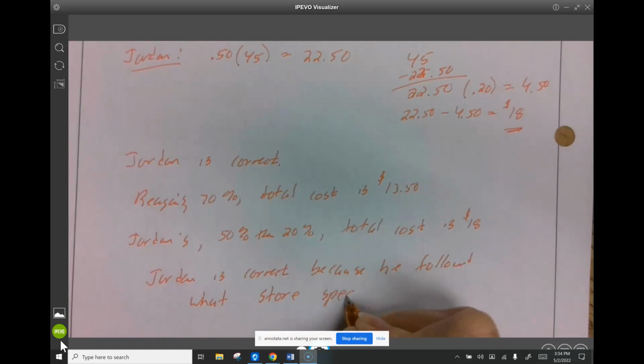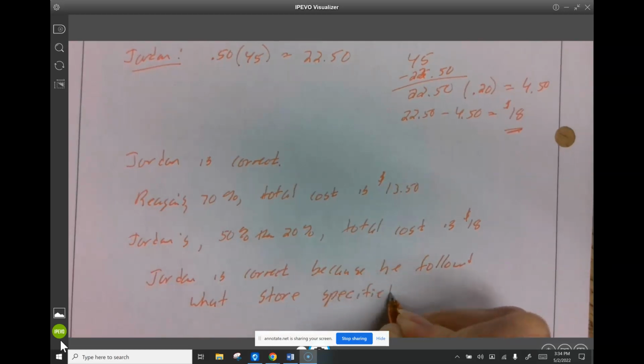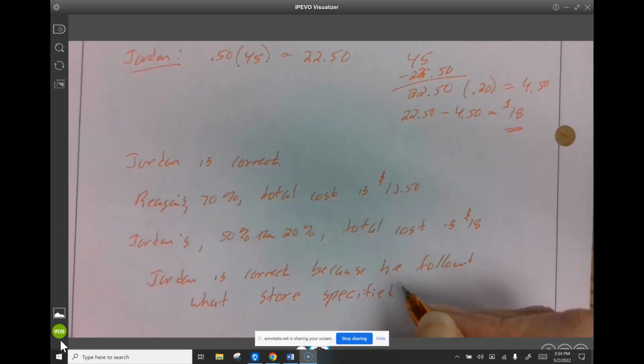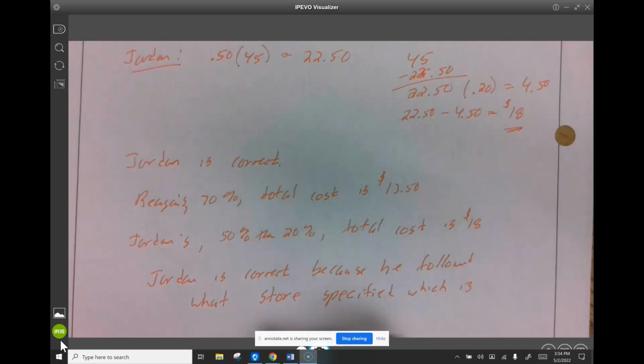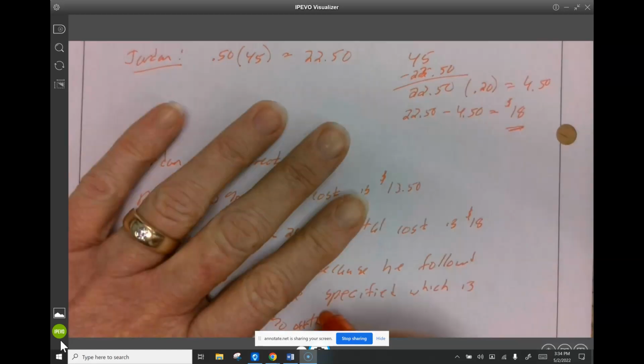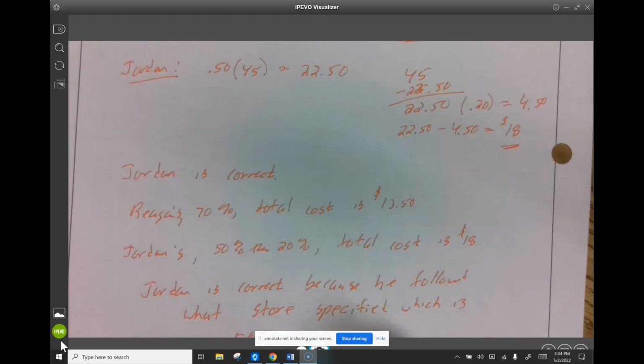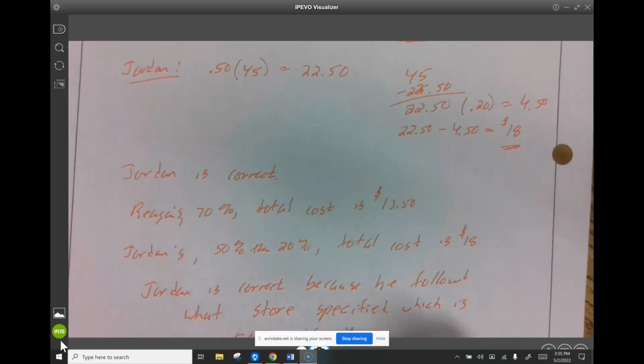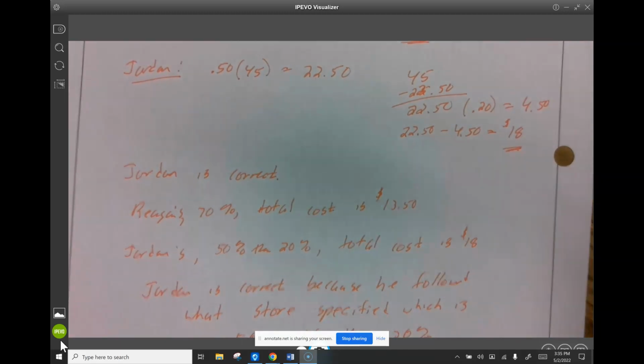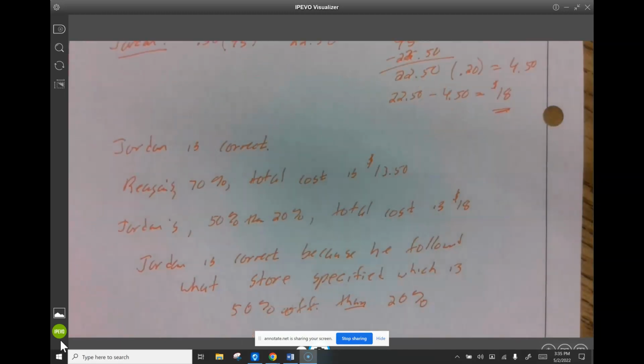I could have just said what the store said, which is 50% off, then, I can erase too, 50% off, then 20% off. Okay? Good. Well, great. I hope that helps, and it's helpful to go through both of those.